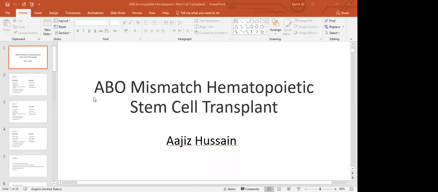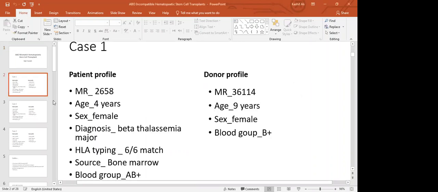Today, I am going to discuss an important topic, the management of ABO incompatible transplant. First of all, I want to discuss the following three cases, which were transplanted in our centers.